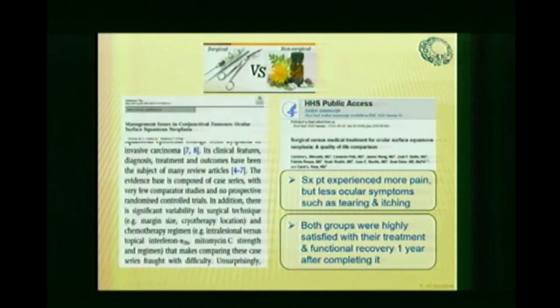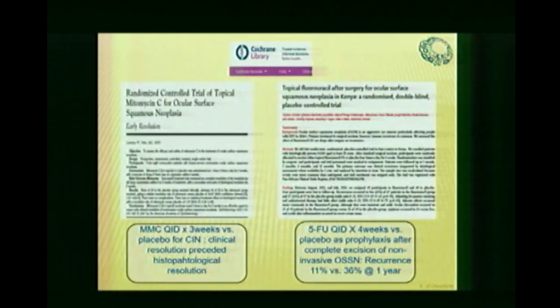Anyway, the quality of life. What about surgical versus chemotherapy? There was one good comparative study, and it was prospective, and it looked into the patients who underwent a surgical excision versus those who received interferon topically. The experience of pain was much higher in the surgical group, but less ocular symptoms and irritation from the chemotherapy. And what's important is that both the groups said that they are satisfied with their treatment and were functionally recovered 1 year after completing it.